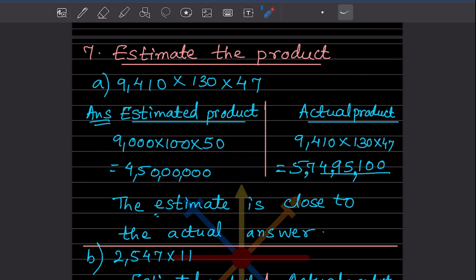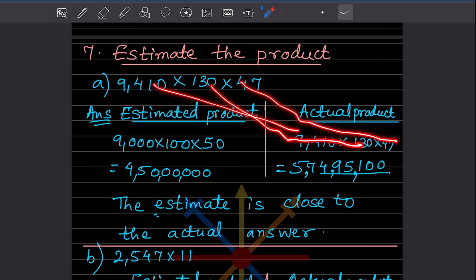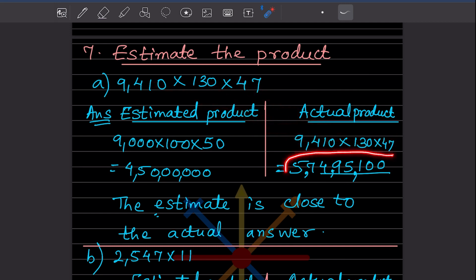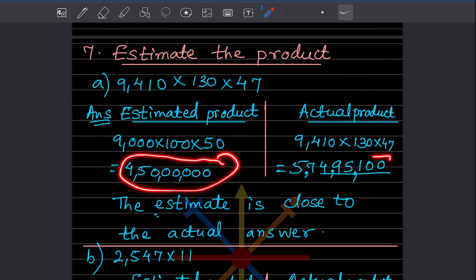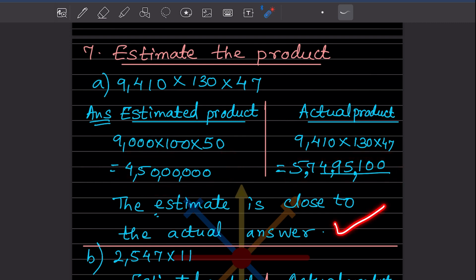Now here you will write the same numbers as they are, and you're going to multiply them. I have already written the answer to save time. You can multiply and check your answer. So what we can say, the estimate is close to the actual answer. This is the estimate and this is the actual answer, and it's close to that number, right? So the estimate is close to the actual answer.